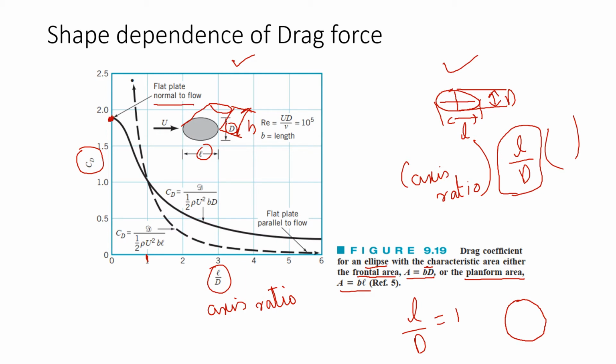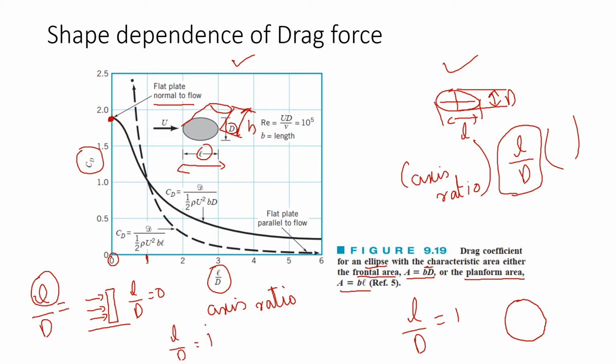And here is the scenario where the L by D ratio is 0. L by D ratio will be 0 when this term right here is 0, so that means that this term becomes neglected. So what will happen? This shape will convert into a flat plate, and all the drag will be caused by the pressure forces. So for L by D equal to 0, that will be the flat plate scenario, and for L by D equal to 1, that can be the complete circle scenario. And for both cases, you can see that the drag is maximum.